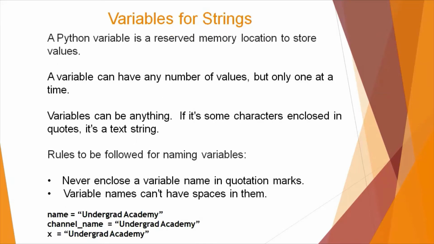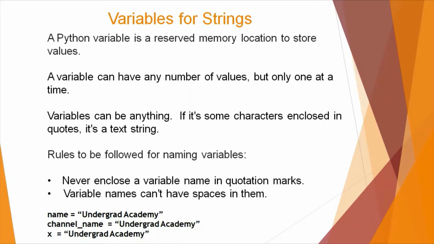So let's have a look at what variables are. A variable is a reserved memory location to store values or a string or anything. Variables can be declared by any name or even an alphabet like A, B, C, D. If it's some characters enclosed in quotes, then it's a string. There are some rules for naming variables. Never include a variable name in quotation marks. Variable names can't have spaces in them.